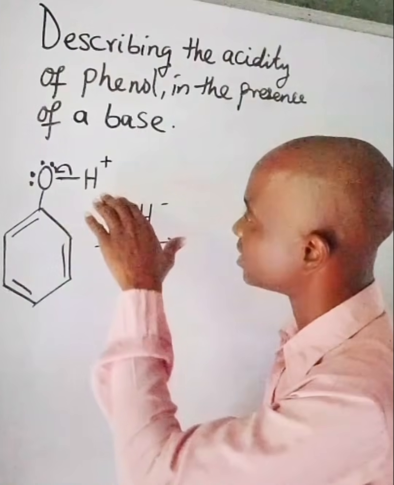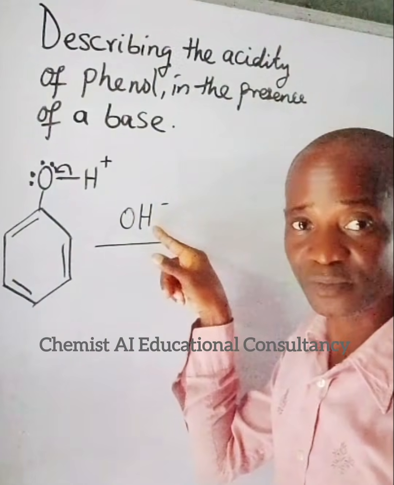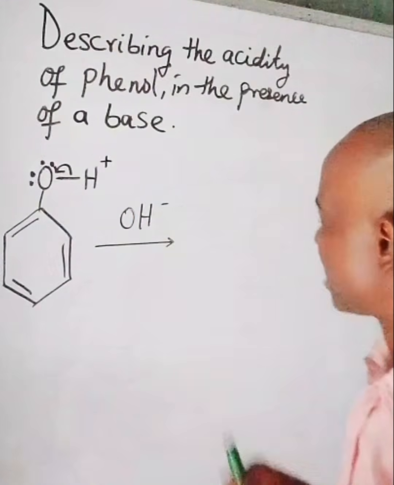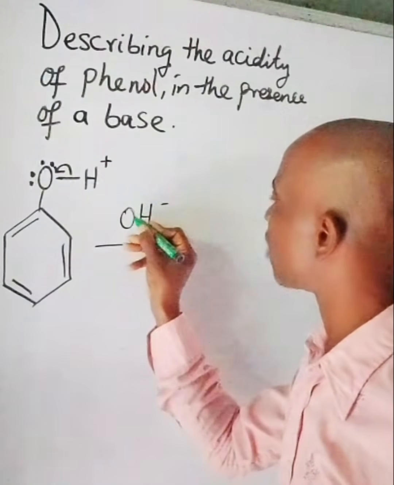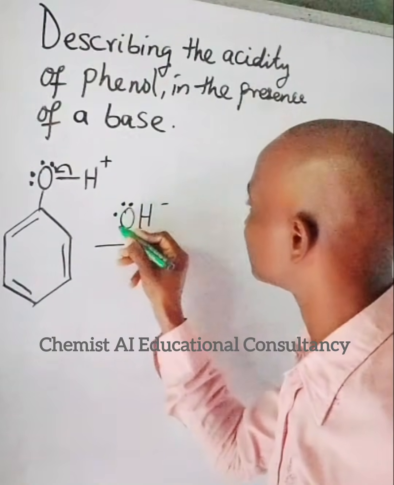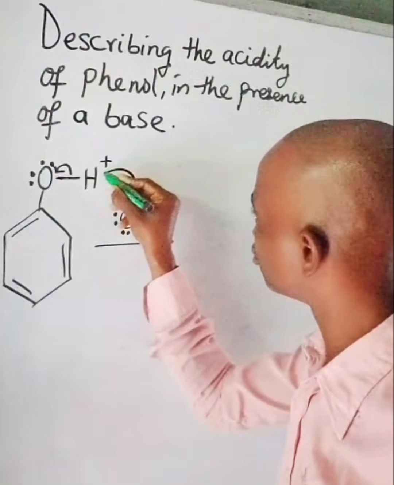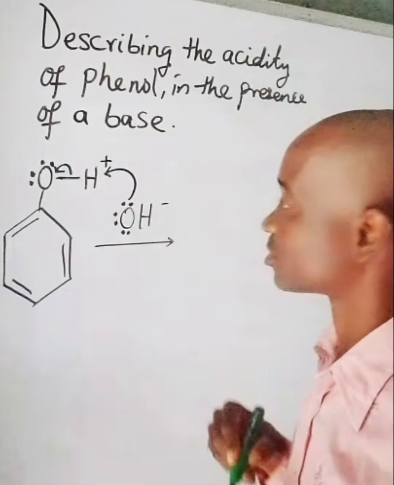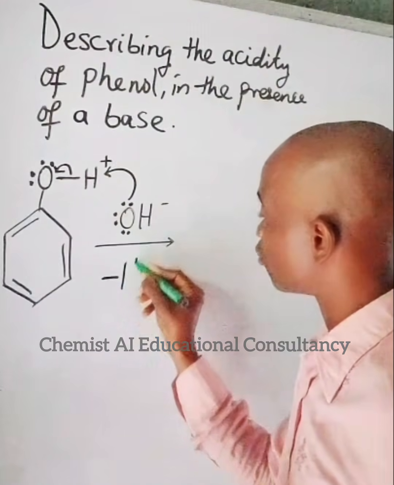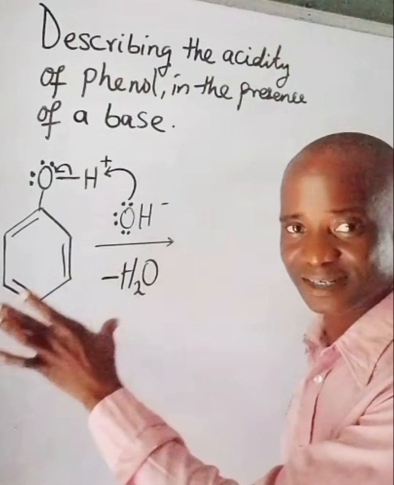This positive charge will now instigate OH minus from the base to donate a lone pair. Remember, OH minus has only one bond, so it has 3 lone pairs of electrons. So one of the lone pairs will move to the proton that is lost. OH plus H will now leave as water, creating an ion called phenoxide ion.